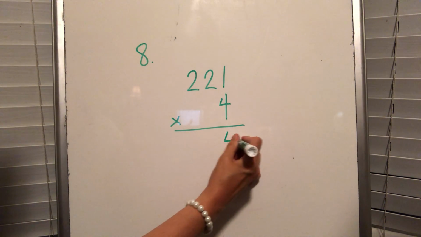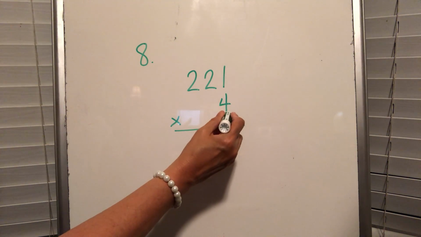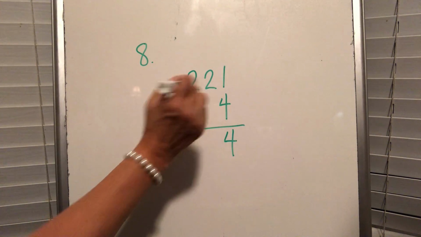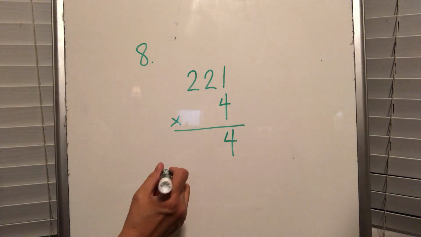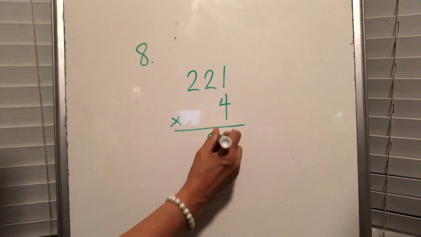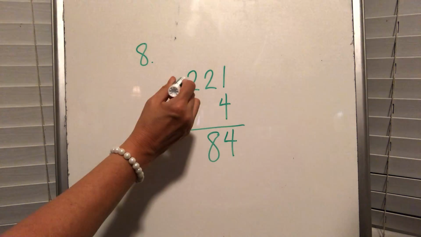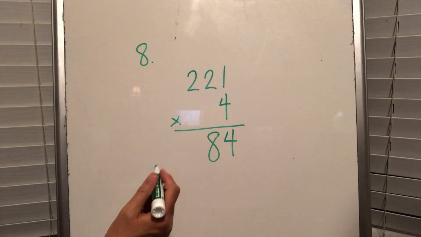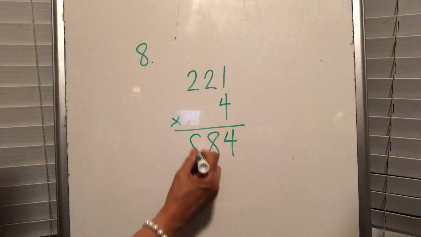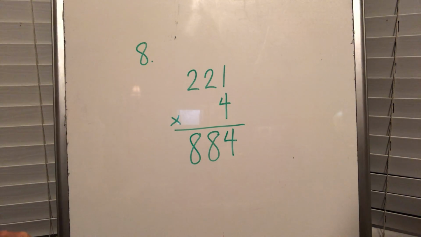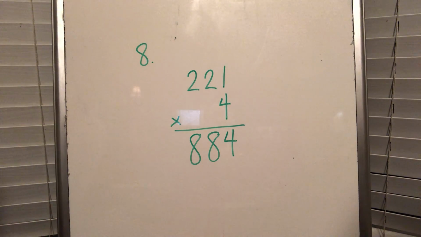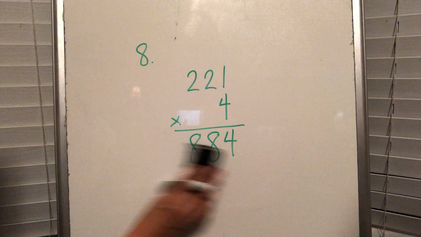4 times 1 is 4, okay? Then we're going to take that 4 and multiply it by the number in the tens place. 4 times 2 is 8. Okay? Then we'll go again and multiply that 4 now times the 2 in the hundreds place. And again, 4 times 2 is 8. So 221 times 4 equals 884. Good job. Big numbers there.